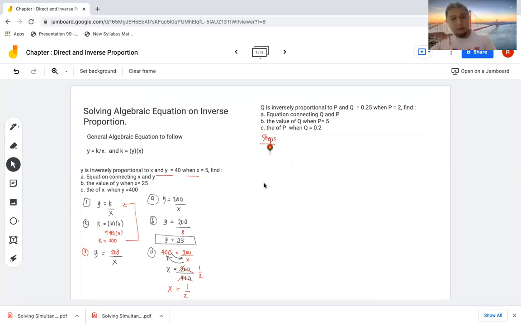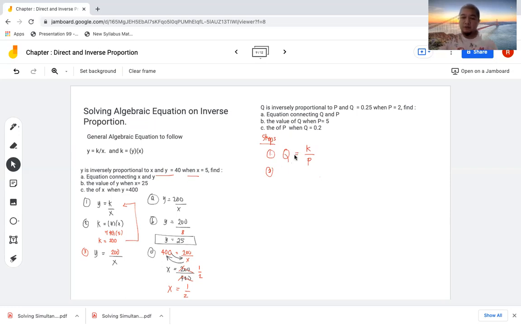Step number 1 is to write down the calculation. Q is inversely proportional to P. So in this case, you will see that it's not always X and Y. However, the procedure is just the same. Oops, I think I miswrote it. So Q = K over P. All right, sorry about that.